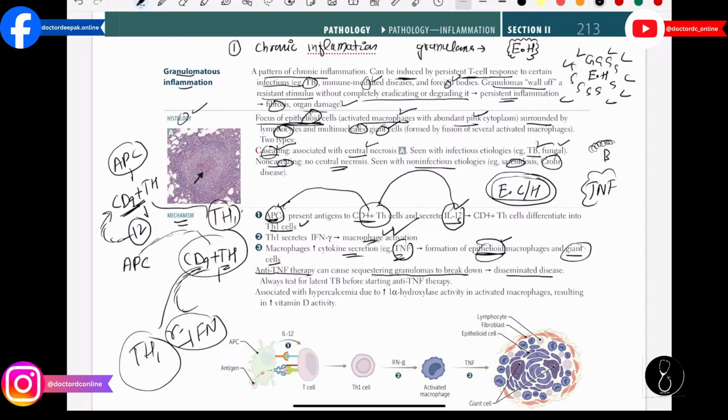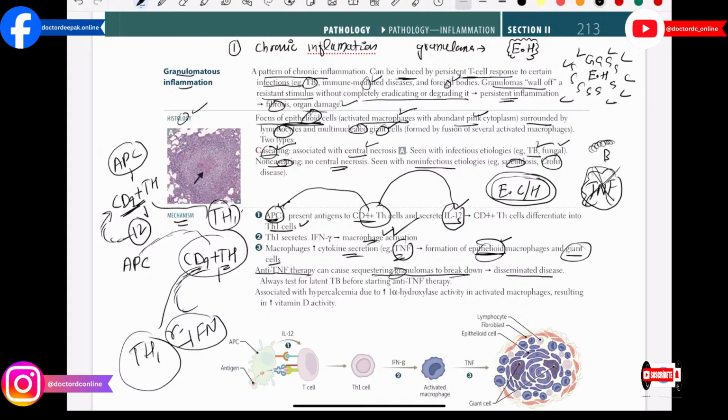So let's suppose you give a drug which is going to inhibit tumor necrotic factor. When this drug goes into your body, it will inhibit the tumor necrotic factor. Then if the tumor necrotic factor is not formed in your body, the granuloma is not going to form, because granuloma is made up of epithelioid cells and giant cells. If you give the anti tumor necrotic factor drug, this drug will cause the granuloma to break down. The granuloma is not going to form.